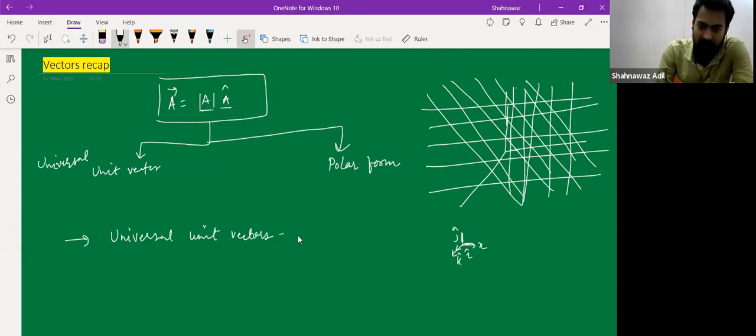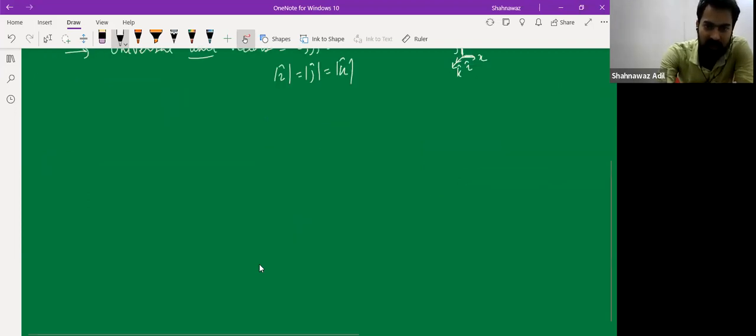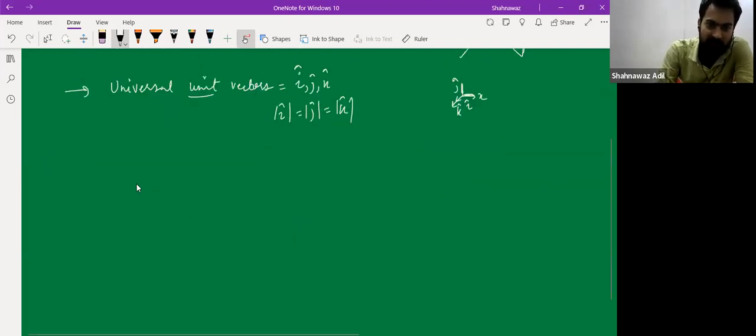These you already know: i, j, and k. And the magnitude of a unit vector would be what? Unit means the magnitude is 1. And you can write any vector, let's say in 2 dimensions, in the universal vector form with this kind of representation. And what would be the angle between these, Ax and Ay?